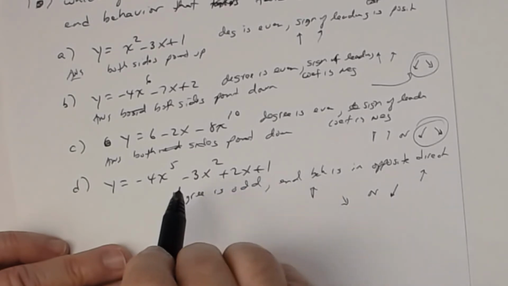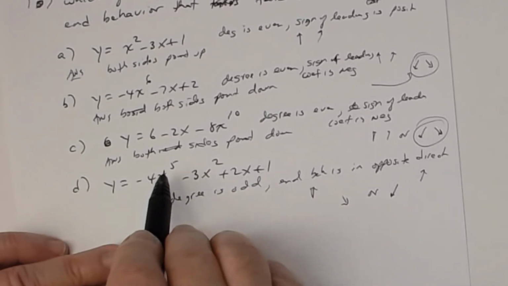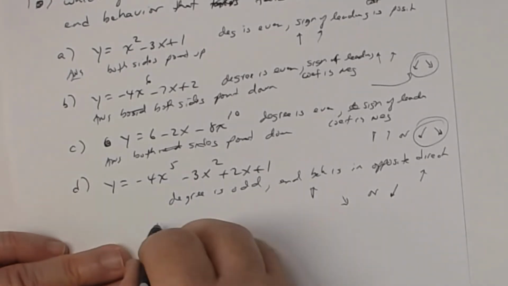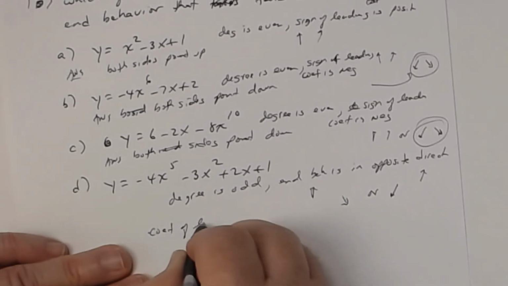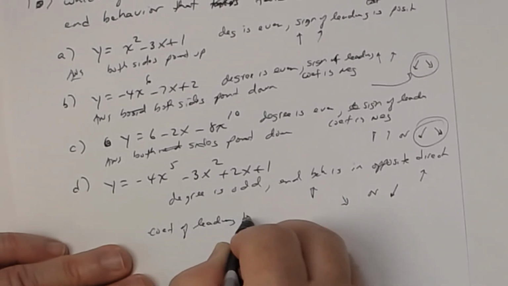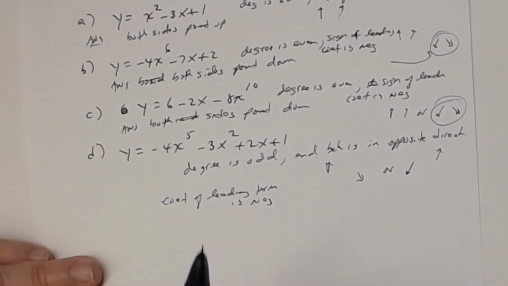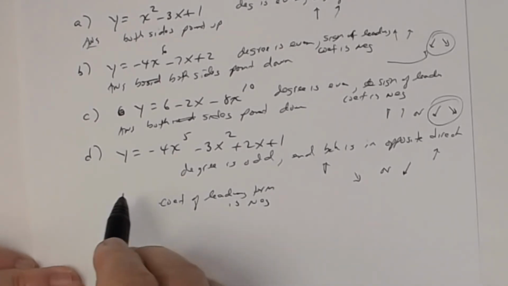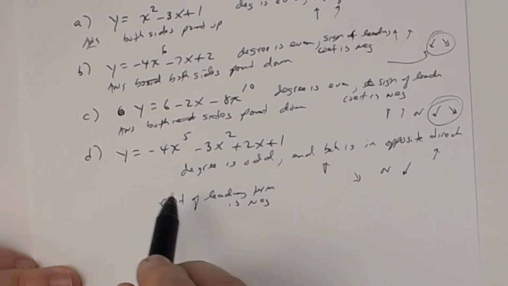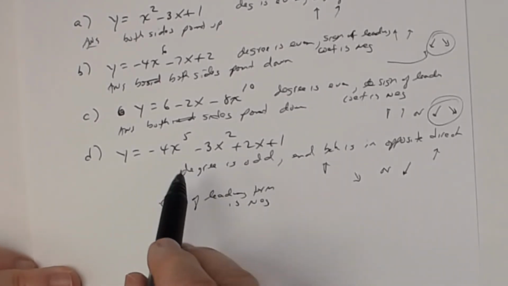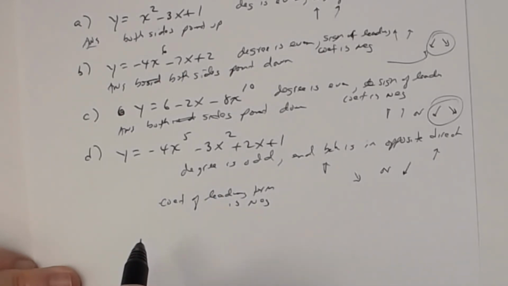Now we have to look at the coefficient of the leading term. So here's the coefficient of the leading term. Remember, that's your largest exponent. The coefficient of the leading term is negative. So in your mind, whenever you see this, a polynomial that has an odd degree is always the hardest for students.